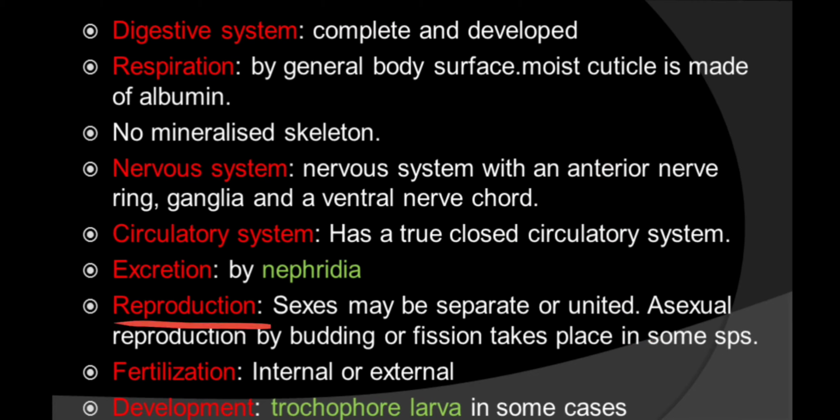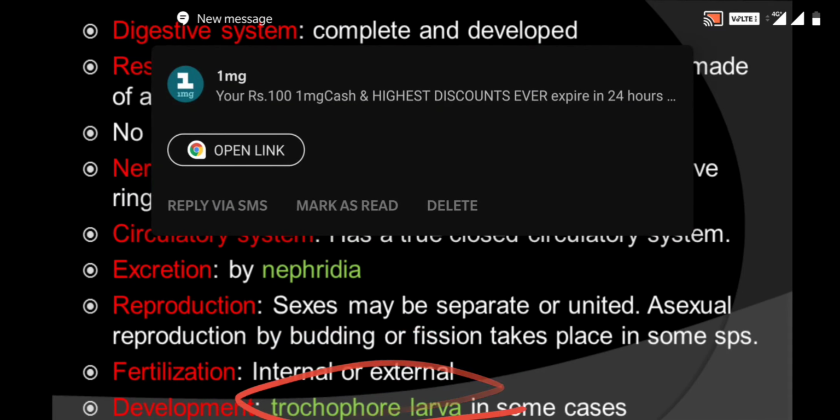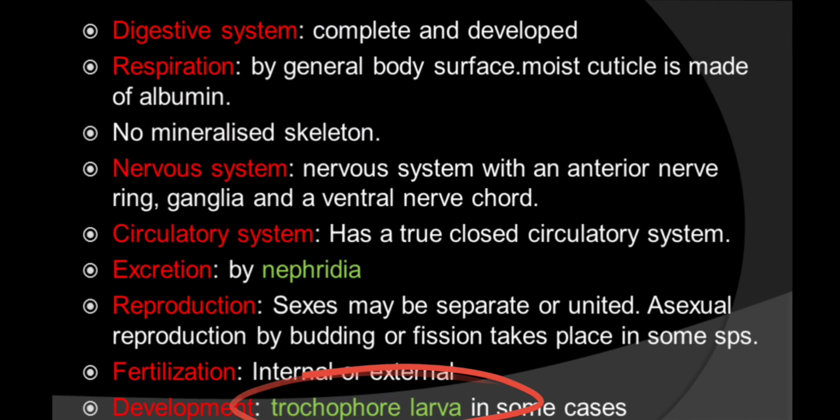Then reproduction: sexes may be separate or united. If they are united, then we call it a hermaphrodite. As you have seen in earthworm and in leech, both the sexes are present on the same body. So such animals are called hermaphrodite. In some species, asexual reproduction is also seen by budding or by fission. Then fertilization is internal as well as external. In some cases, you will find trochophore larva. So it can be an important question for you: name the larva of this phylum Annelida. Trochophore larva is the larva.